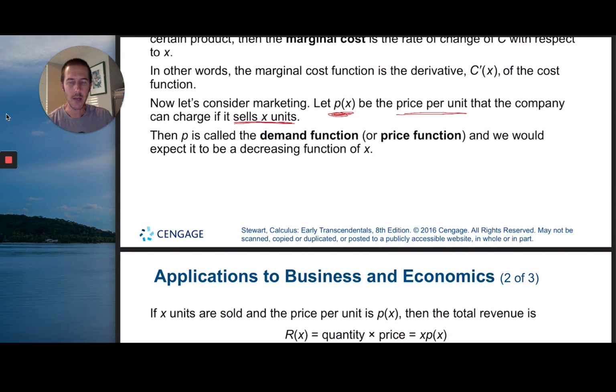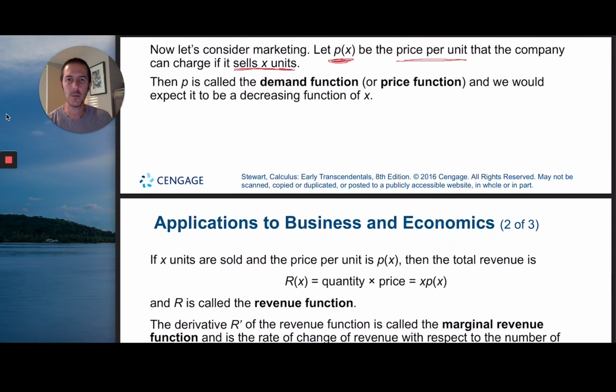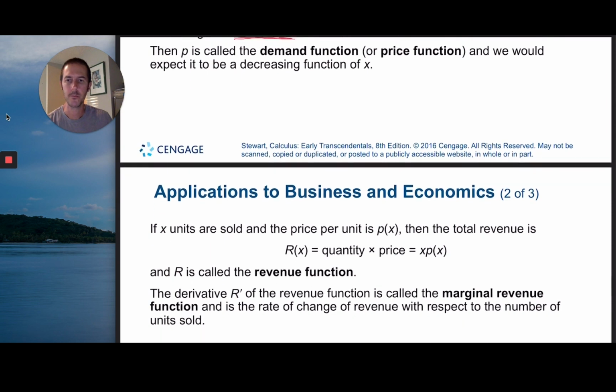P is called the demand function, which I always found interesting, although I'm not an economist. I'm just a math guy. Interesting that it's called the demand function. Calling it the price function makes a lot more sense to me as an average person, and we would expect it to be a decreasing function of x.